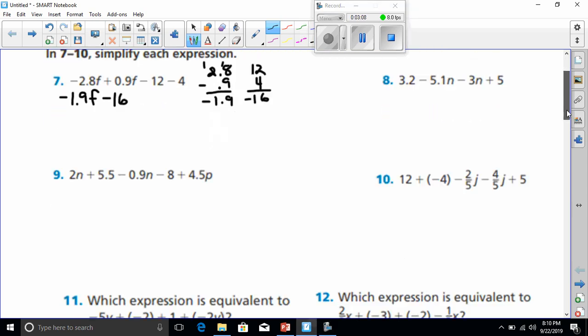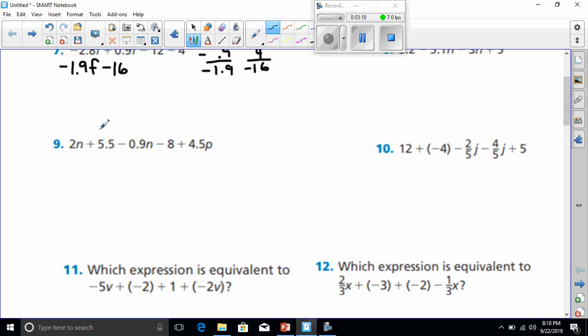All right, let's go to number 9 now. Number 9 says 2n plus 5.5 minus 0.9n minus 8 plus 4.5p. Again, let's get all the terms that are the same together. Well, first let's get the n's together, and we got 2n here. Are there any others that have just n to the first power? Well, this one doesn't have an n, so I can't combine it with that. This one does have an n, so I can put minus 0.9n. And this doesn't have an n, and this one doesn't have it. So let's group these together.